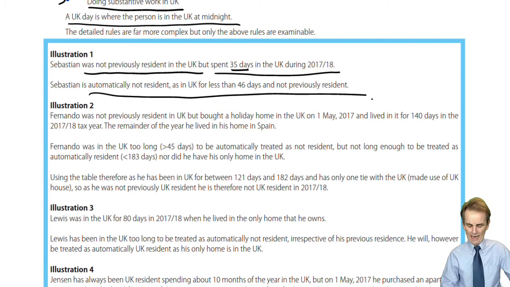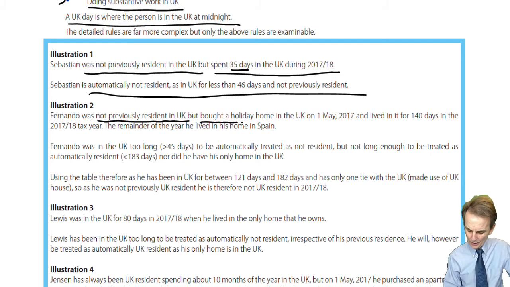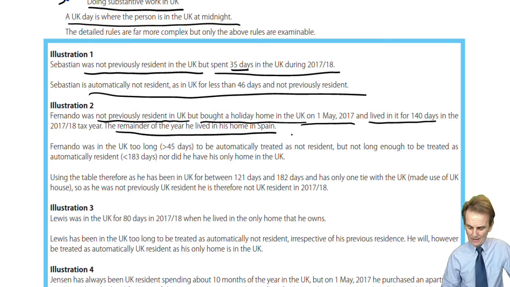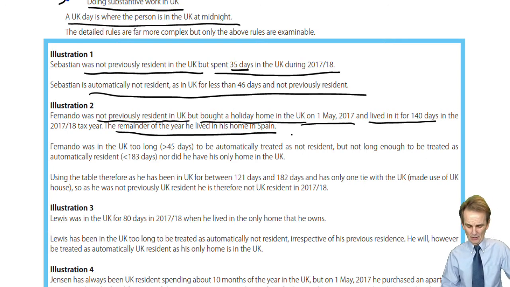It gets a little bit more interesting now with illustration 2. Again, Fernando was not previously resident in the UK, but bought a holiday home in the UK on the 1st of May 17 and lived in it for 140 days within our tax year. The remainder of the year he lived in his home in Spain. So the UK home is not his only home. That is relevant to us because had it been his only home, he would have been automatically UK resident. But that's not the case. So what do we do?